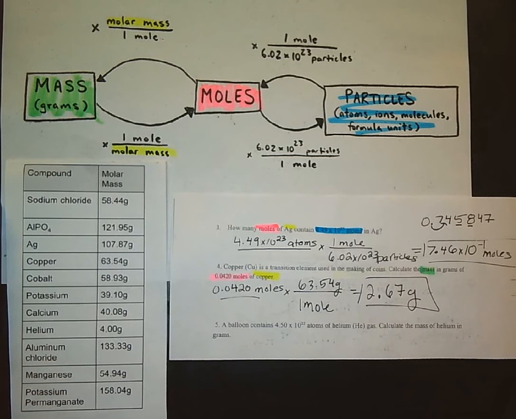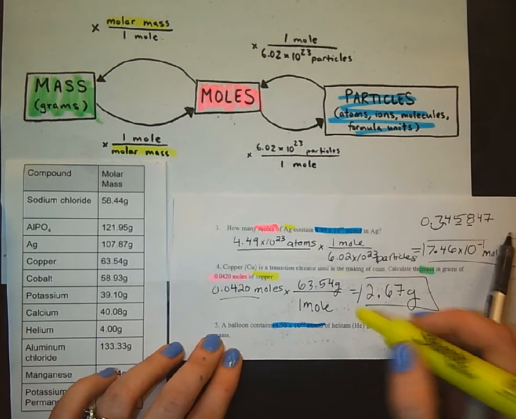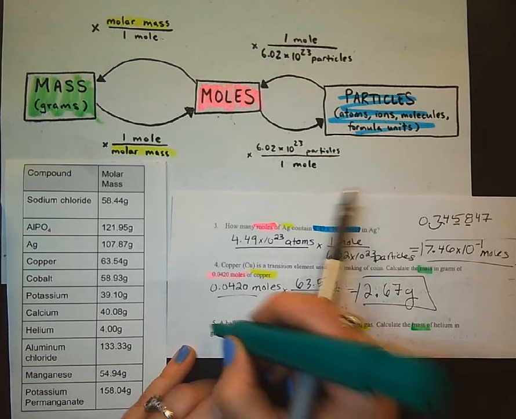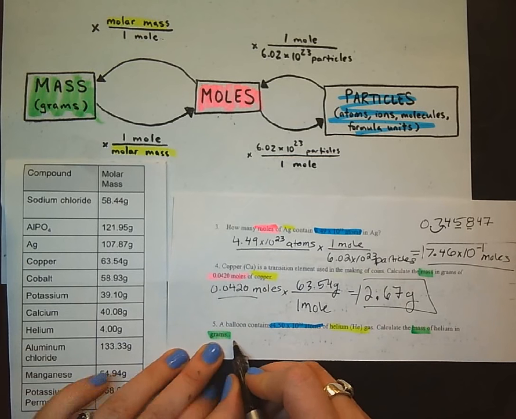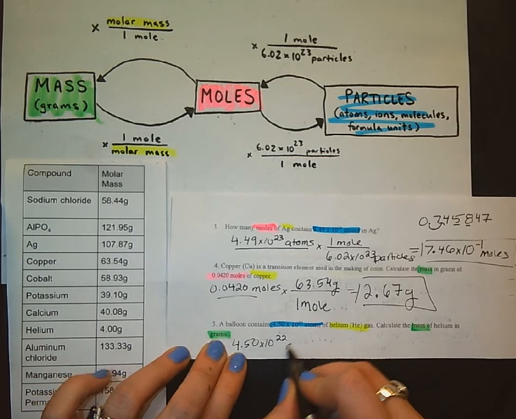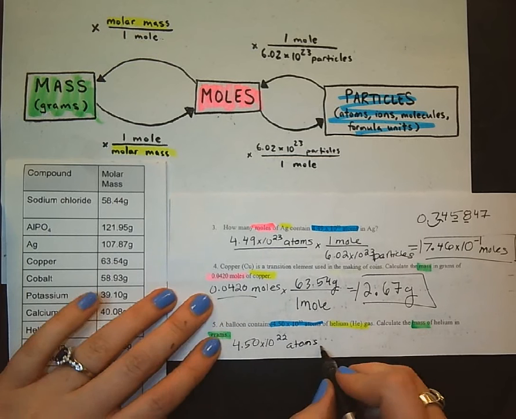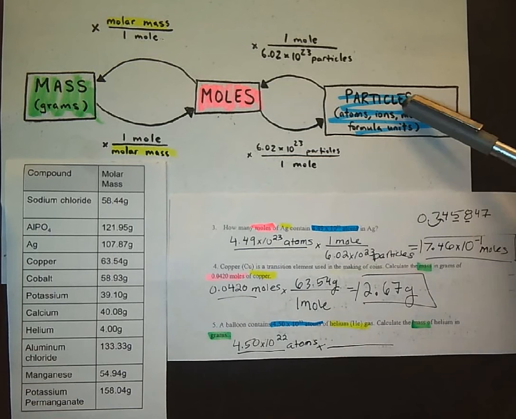Last question. A balloon contains 4.5 times 10 to the 22nd atoms of helium gas. Calculate the mass of helium in grams. So start with what you're given, 4.50 times 10 to the 22nd atoms. And set up your problem. So we're going from atoms or particles all the way back to mass. So this is going to be a 2-step problem.